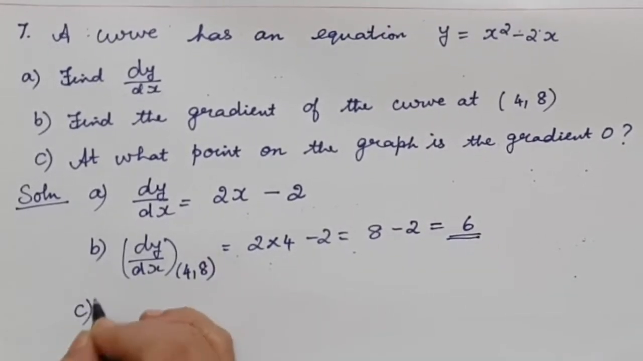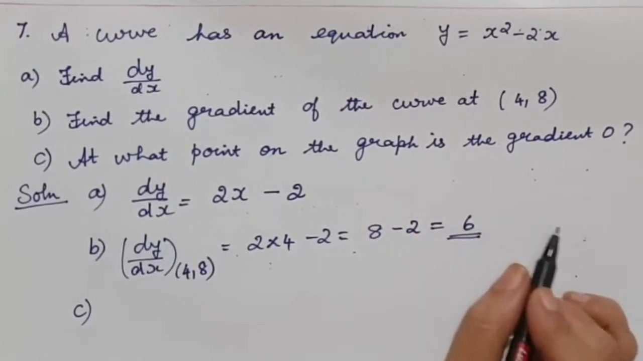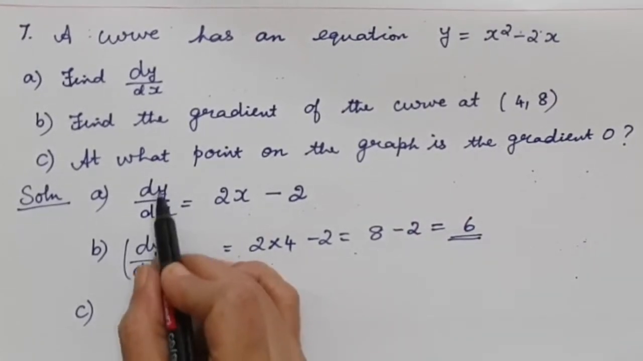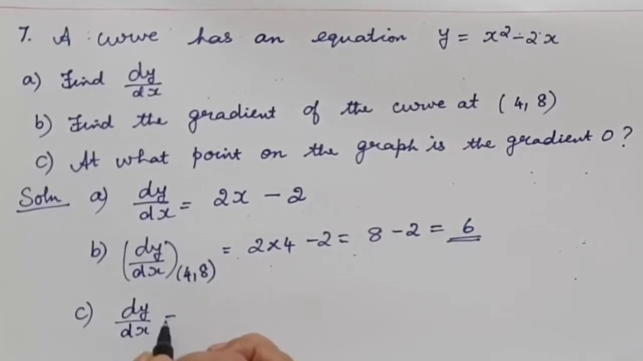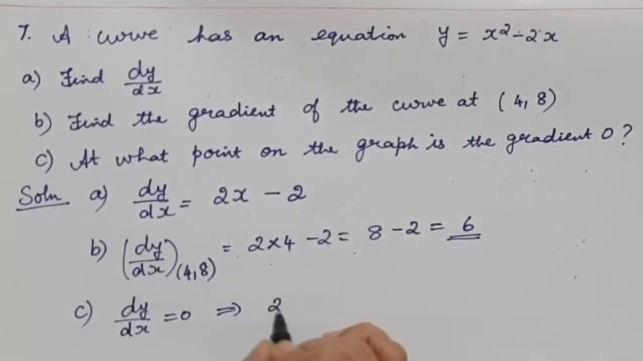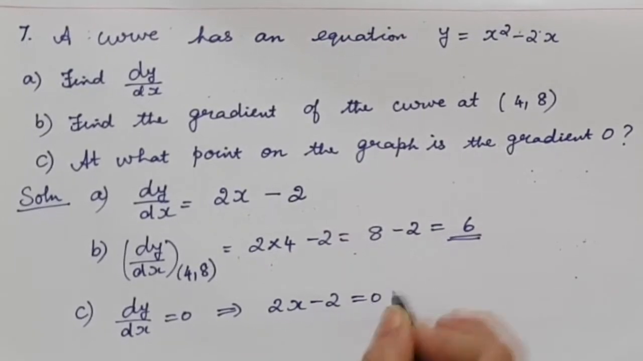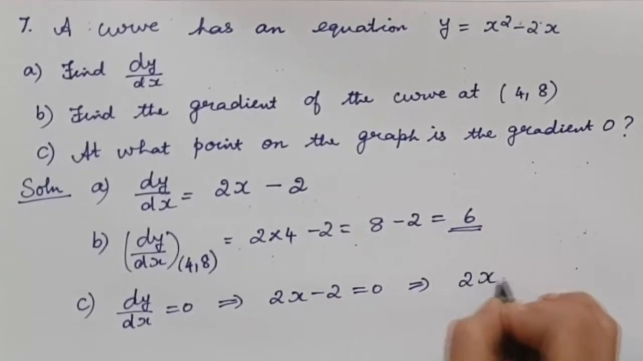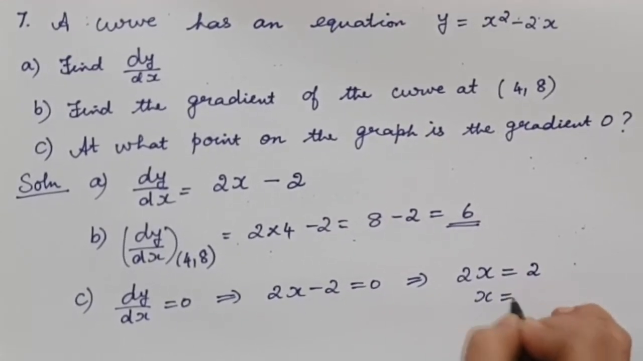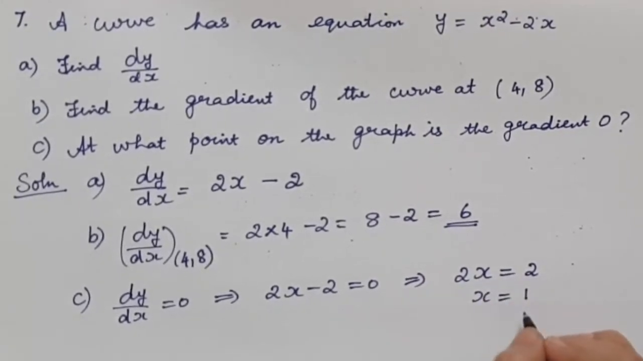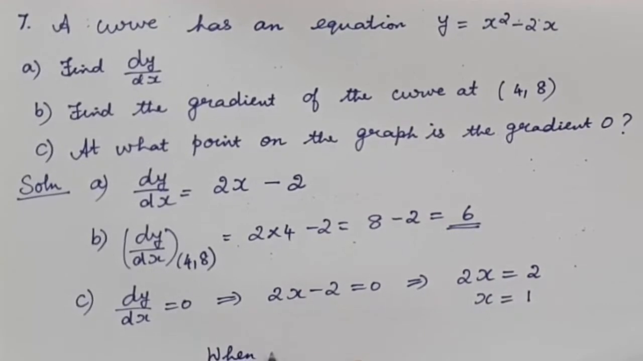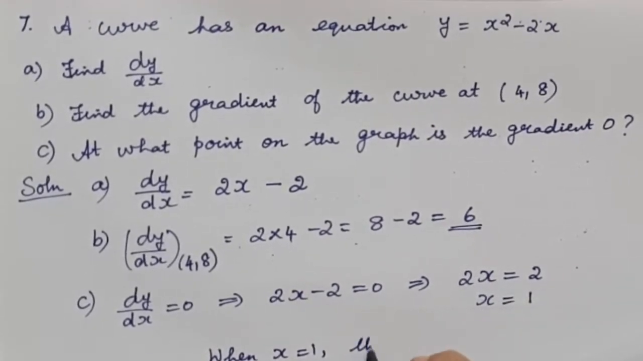Now the C part. At what point on the graph is the gradient 0? That is, the gradient has to be 0, that is, dy over dx has to be 0. That means 2x minus 2 has to be 0, which implies 2x equal to 2. So x will be equal to 2 over 2, so it is 1. So when x equal to 1, the gradient is 0.